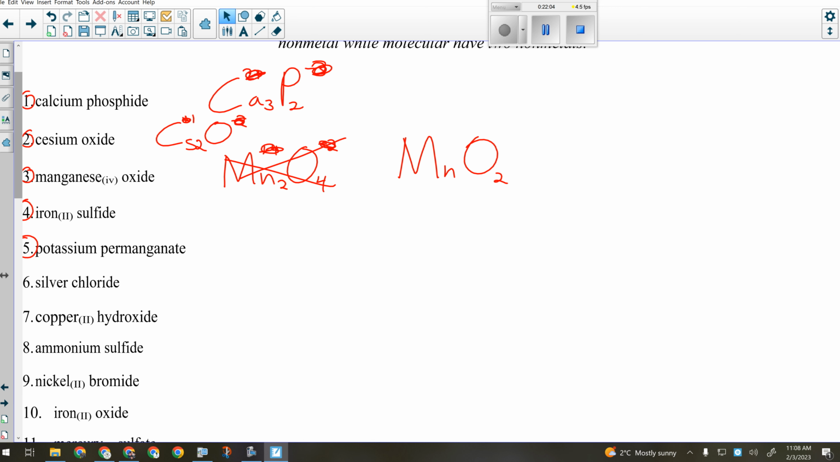Okay, number 4 is going to have a similar thing going on with it. Okay, we've got iron 2 sulfide. Okay, so it's ionic, and the Roman numeral tells me this is the iron with the 2+ charge. It's with sulfur, which is a -2. So 2 and 2 equals 0. I'm done with that one.